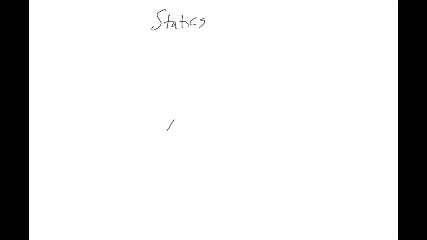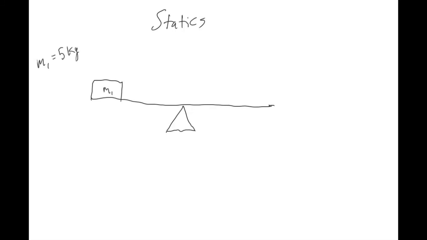So an easy example we can do is something like a seesaw or teeter-totter. If we put a known mass over here, M1, let's say that's 5 kilograms, and the distance between the center of mass of this box and the center of the seesaw, let's say that's 2 meters. And now, intuitively, if you wanted to place another mass 2 meters away, what mass would you put on the other side of the seesaw?